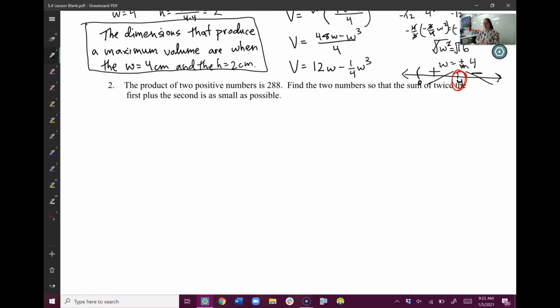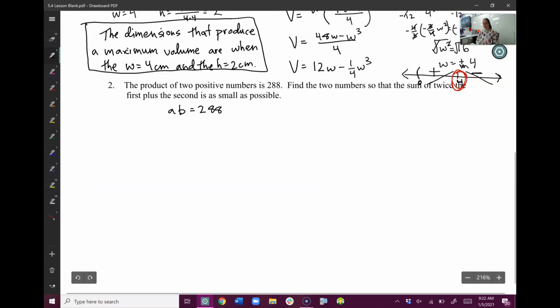So we've got the product of two positive numbers is 288. Find the two numbers so that the sum of twice the first plus the second is as small as possible. So let's start writing some things out. First we have the product of two positive numbers is 288. Let's use A and B. Why not? So the product of those two positive numbers should be 288.